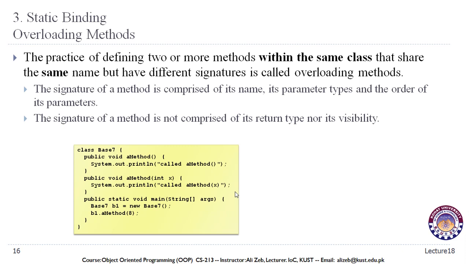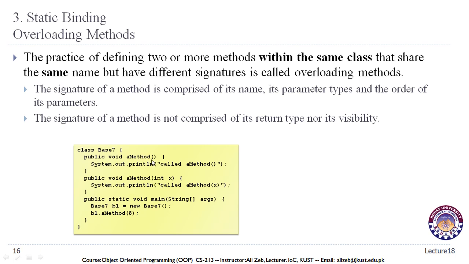So for example, in this class we have two methods, a method and another method with a different number of parameters. This has 0 parameters and this has 1 parameter. And this is static binding because when we declare an object of this class, call this method and pass a value, that means we are passing an argument, and the value of this argument will be assigned to this parameter. Then we are explicitly telling the compiler which method we are calling. There is no confusion for the compiler in this case. So this is static binding.